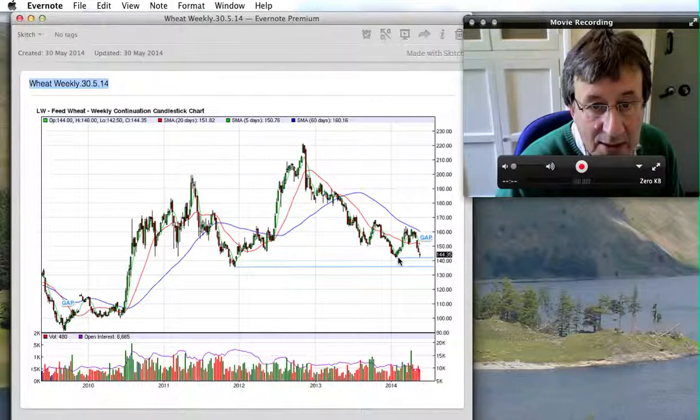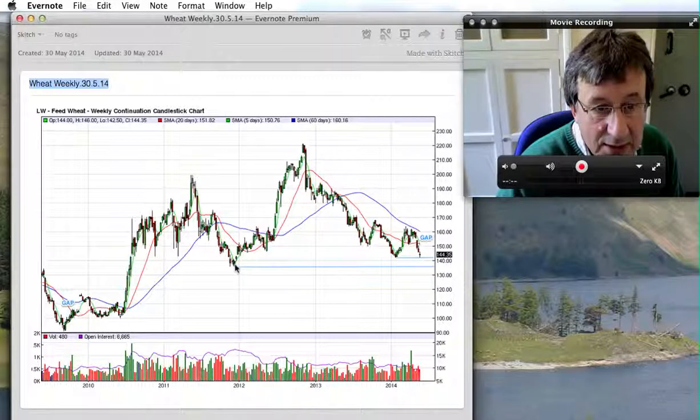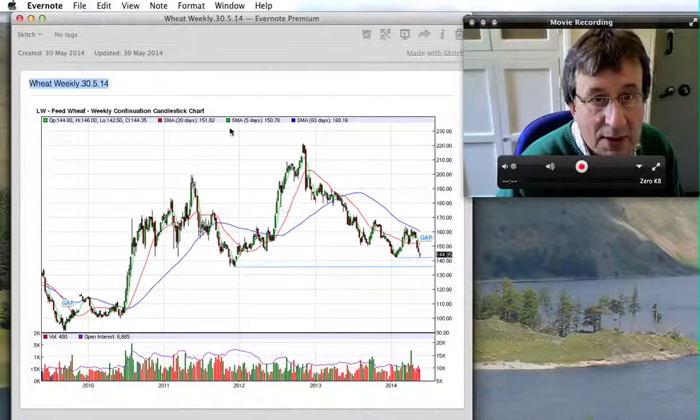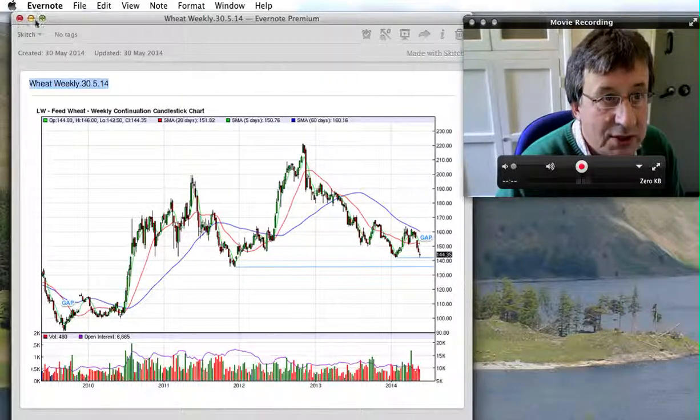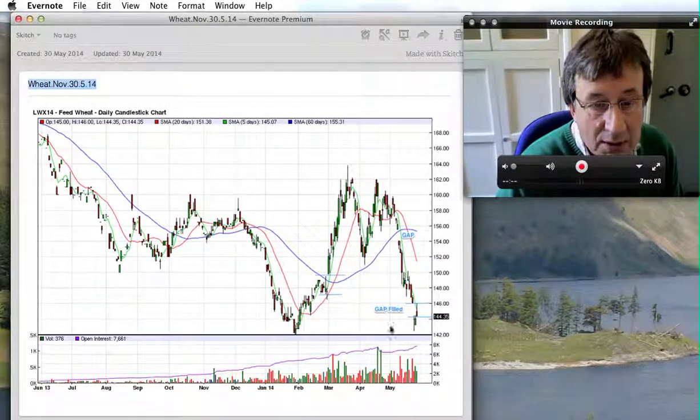Lows here, the last low was seen at the beginning of 2014, 140, and below that we've got 135 seen at the end of 2011. So we now zoom from the weekly chart down to the daily chart. You can see that we're now going to test this low here of 142, which is from February of this year, 2014.